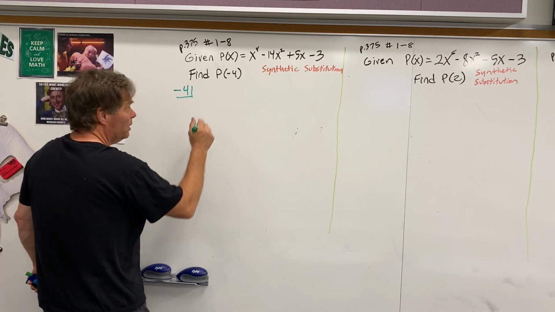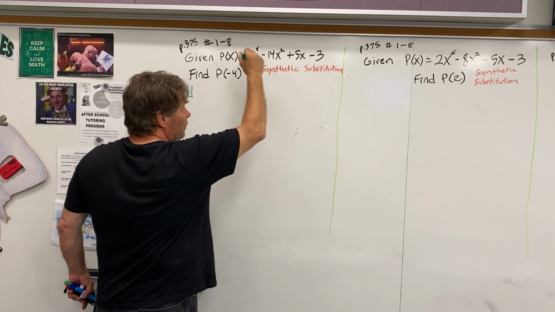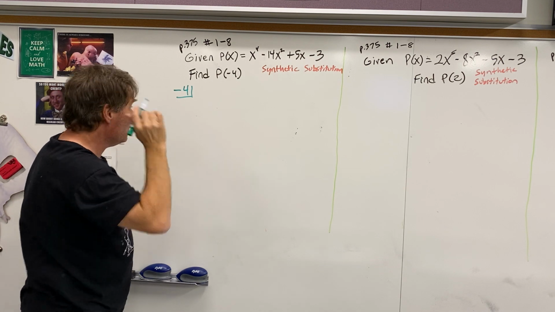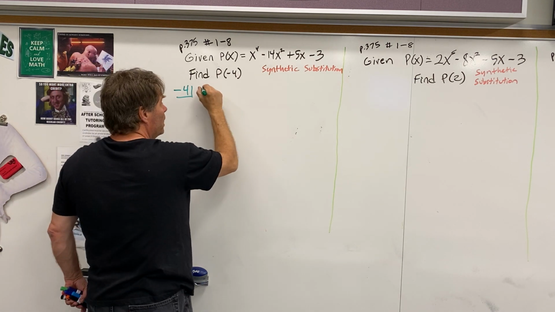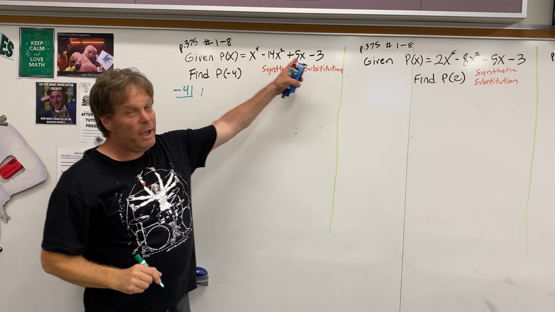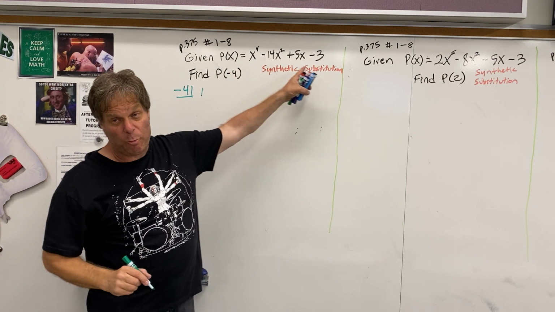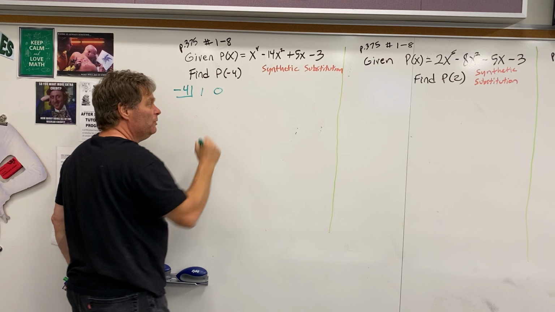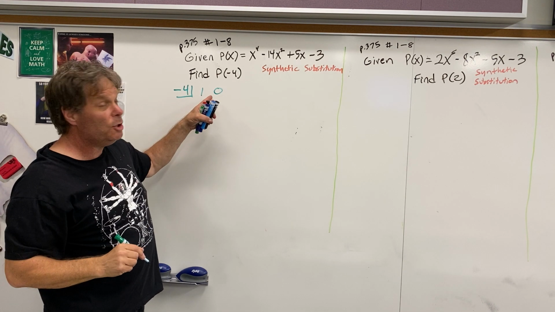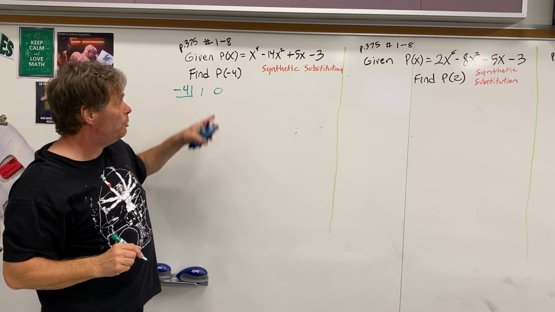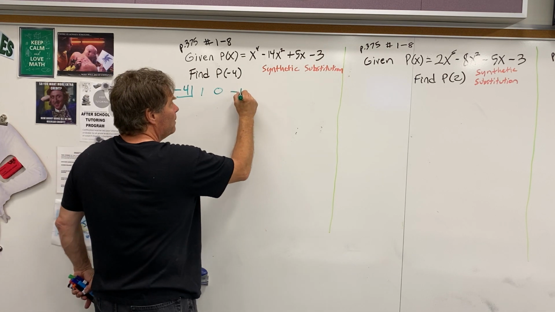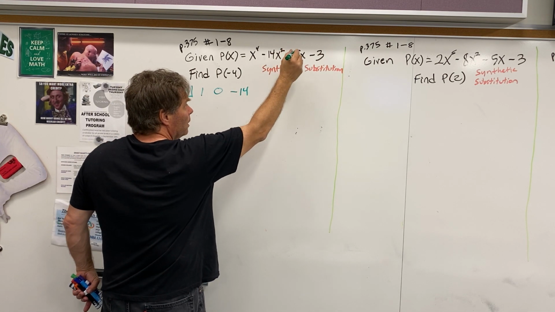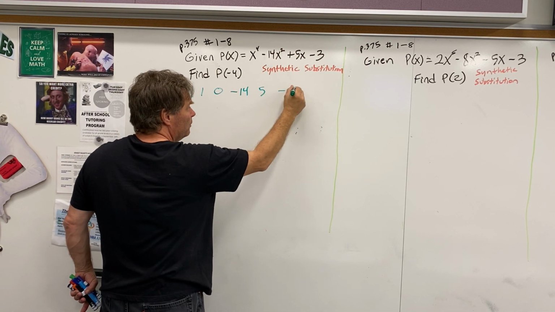And then you just put all the coefficients without the variables. Remember though, look, 1x to the fourth, there's no x to the third power here. Very important. You gotta account for every power. If there's no x to the third, you gotta put a 0. If you don't put a 0 there, you will get the wrong answer. Make sure you put the 0 there. Okay. Minus 14 there, plus 5, minus 3.